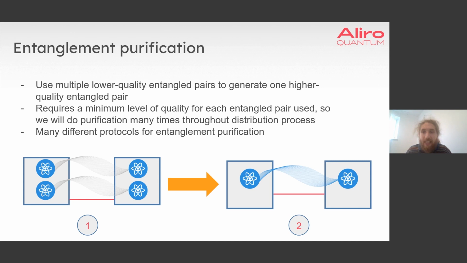To combat noise and keep fidelity at a high enough level so that we can even do purification, and eventually so that we can run our end-user applications, we must use purification many times throughout the entanglement distribution process. And again, like with EEG, there are many different purification protocols that we can use.